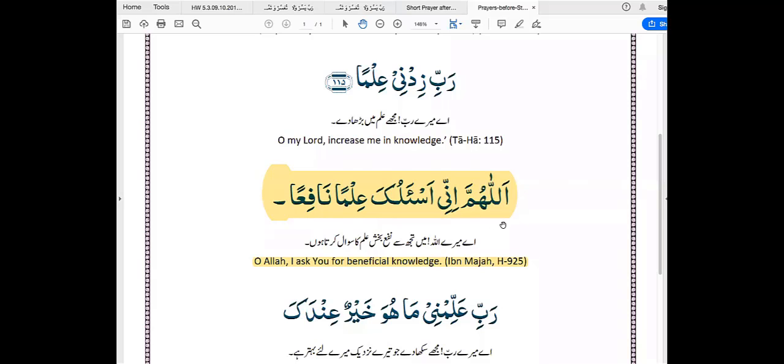Very good try. I'm going to read it once through. Everybody at home, please follow at home as well. Okay, and then we will read the translation. Allahumma inni as'aluka ilman nafi'a. And can you read the translation for me, please? O Allah, I ask you for beneficial knowledge. Excellent. Well done.